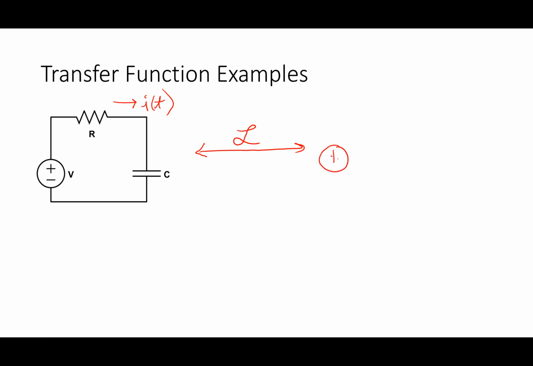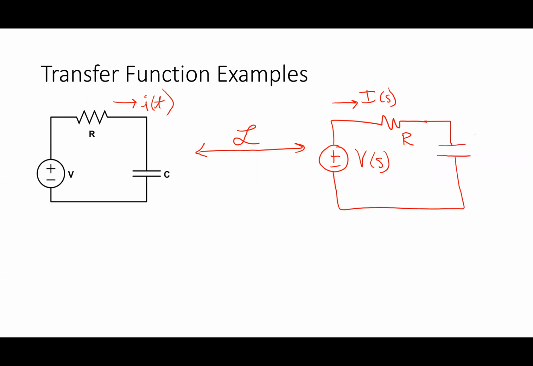So this guy becomes over here V of S. This guy is R. This is I of S. And this guy is V sub C of S. And I replace that with 1 over SC, okay? And C is a number, R is a number, right? Those would be numbers, all right? S is not necessarily a number. S is a variable. I can plug in values for S, but usually it's left as a variable, all right? And we're gonna see why that's important as we go through the next couple of classes, all right?